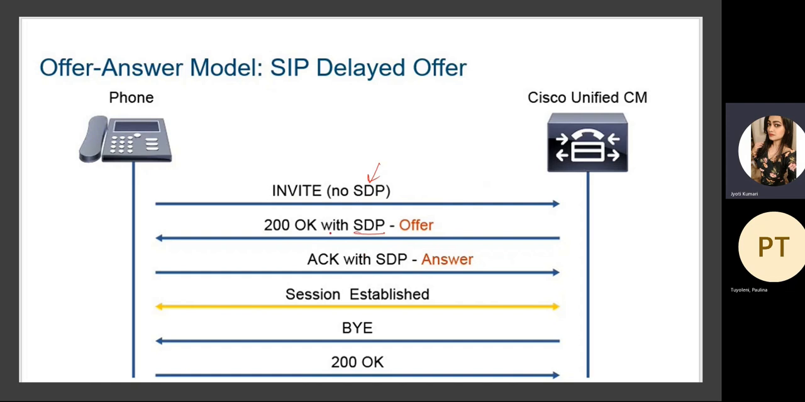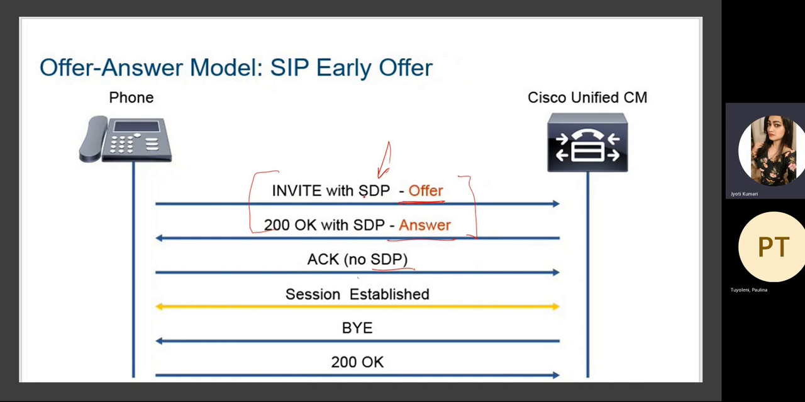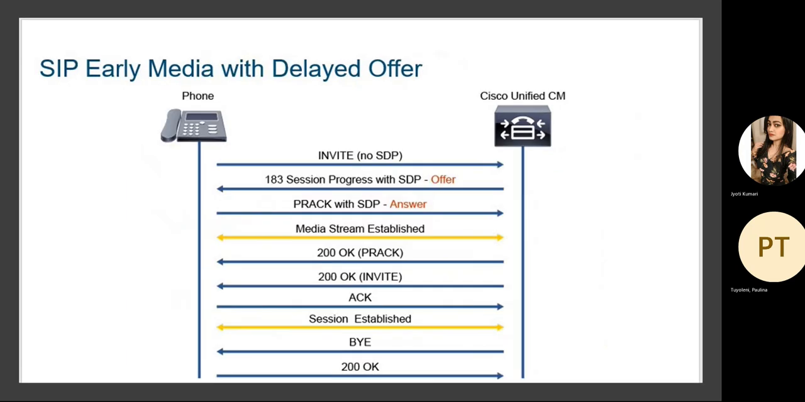Here, the offer is sent in the success message, the 200 OK message, with the Session Description Protocol, that is the offer. Then in the acknowledgement, there is an answer from the call initiator and the session will be established. So here there is an SDP with the 200 OK and acknowledgement message. Both use SDP. Invite does not use SDP. Whereas in early offer, invite and 200 OK message use SDP. Acknowledgement doesn't use SDP. This is the only difference between these two offer-answer models.